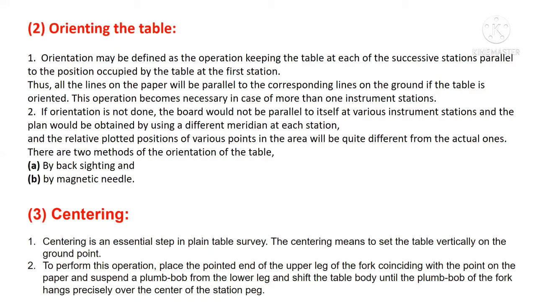Thus all the lines on the paper will be parallel to the corresponding lines on the ground. If the table is not oriented, this operation becomes necessary in case of more than one instrument station.